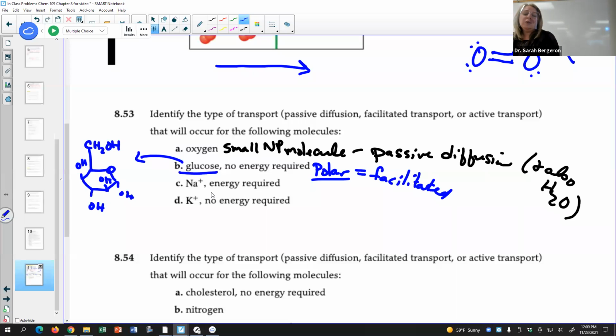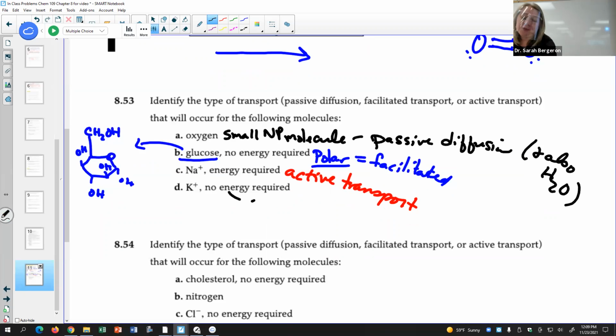Facilitated transport. Sodium ion, energy required. Do you see how this is polar or non-polar? It's even more than polar. It's charged. This thing is not getting through the membrane unless it has help. So it's either going to be facilitated or active. But now it's saying energy is required. So is it facilitated transport or active transport? Active. Okay, and the last one is also a positive charge, but it's saying no energy is required. So what kind of transport is that? Facilitated.